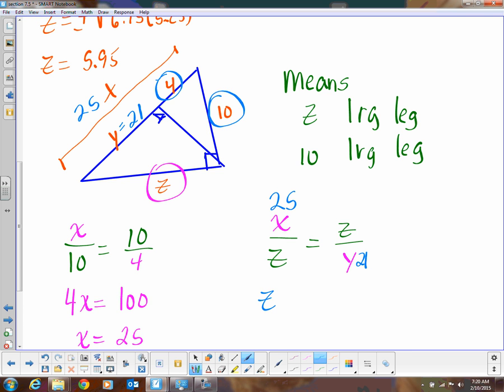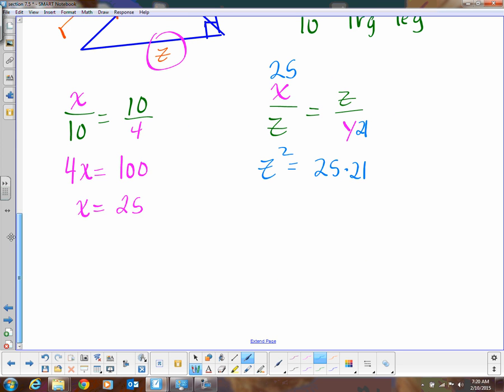So we're going to have z squared is equal to 25 times 21. Now, I'm not going to multiply those. I'm going to square root both sides. And what are the factors of 21? 7 and 3. By the way, what's the square root of 25? So that's going to be 5. Are there two factors of 7? Are there two factors of 3? So they stay under. 5 square root of 21.